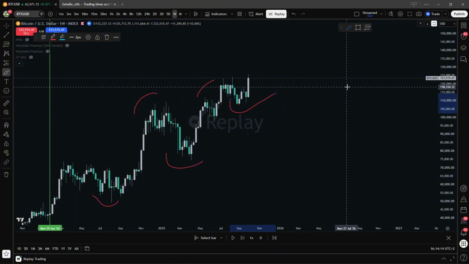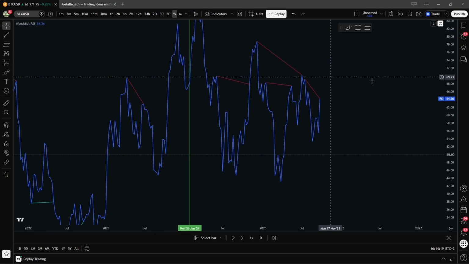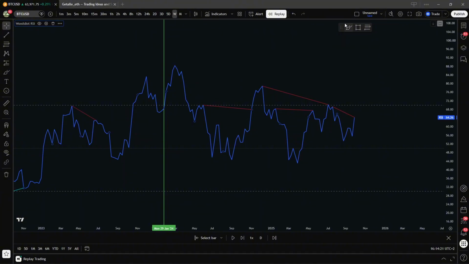But here comes the RSI indicator in place. Because if we look at the RSI, we can actually see, wait, price action is going up, but the indicator is going down.